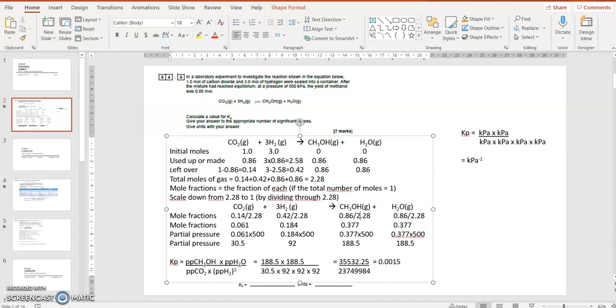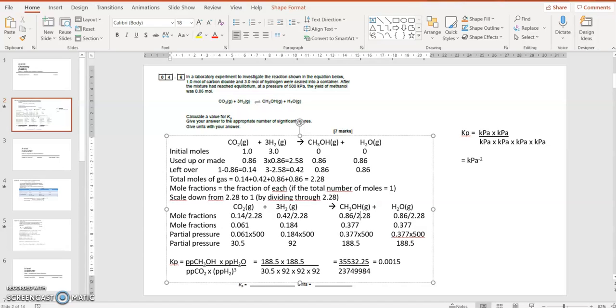Similarly, the fraction of hydrogen is 0.184 out of 1 mole. So I multiply 0.184, that's the fraction that's hydrogen, by the total pressure, 92. 0.377 of the 1 mole in total is methanol. Multiply that by 500, 188.5 is the pressure that comes from the methanol, and the pressure that comes from the water is similar, 0.377 times 500, 188.5. If I add up all those partial pressures, altogether they will come up to 500 kilopascal.